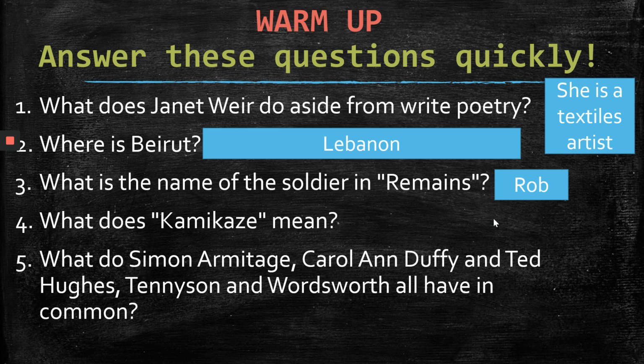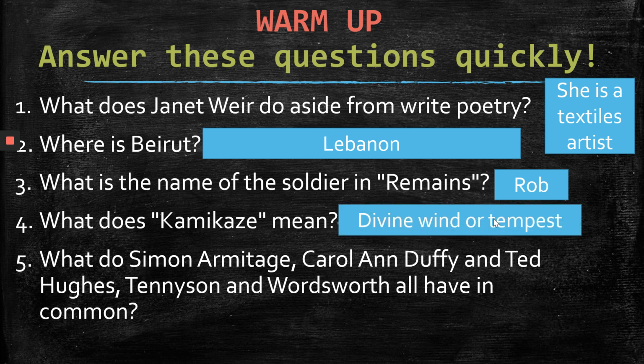What does Kamikaze mean? Kamikaze means divine wind or tempest. Divine meaning from God. Tempest is a storm, it's a divine storm, really. It's a huge part of the poem Kamikaze, because if you haven't got that, what you end up with is basically the reason that the Japanese soldiers were doing it was because they felt that they were doing God's work, which links to an awful lot of other conflicts if you think about it.